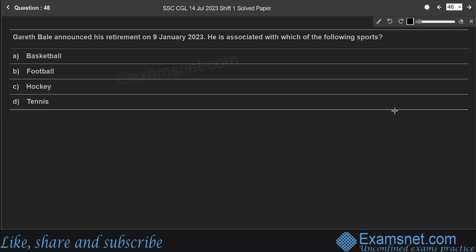Question 46. Gareth Bale announced his retirement on 9th January 2023. He is associated with which of the following sports? Basketball, football, hockey, and tennis. So, option B is the right answer. Gareth Bale announced his retirement from the professional football on 9th January 2023. Bale made his Wales debut in 2006 against Trinidad and Tobago. He has won Wales Player of the Year award 6 times.